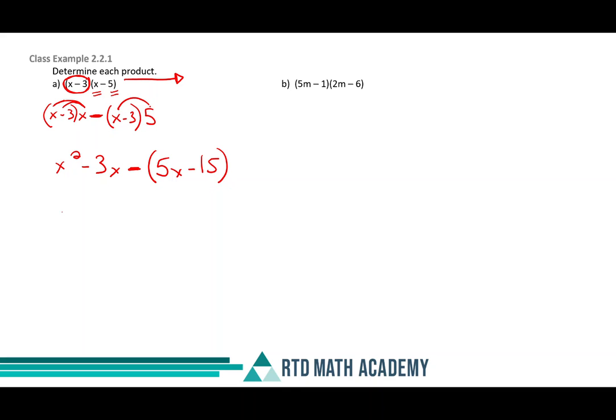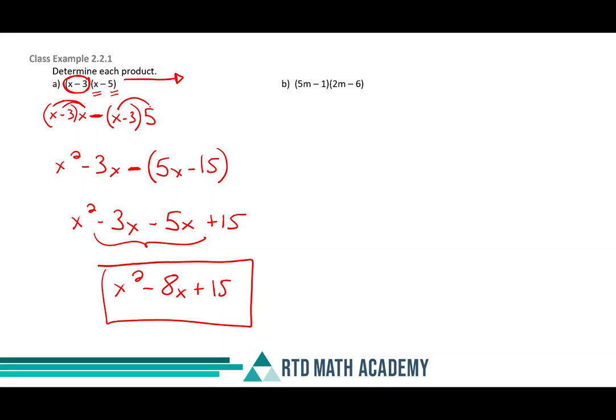We saw this already in a previous example: when we have a negative sign on the outside of a set of brackets, it applies to both of the terms on the inside. So this actually becomes minus 5x plus 15. We're going to collect our like terms. I can see that I've got a negative 3x and a negative 5x. So I have x squared minus 8x plus 15 all together here. And that is the product of x minus 3 multiplied by x minus 5.